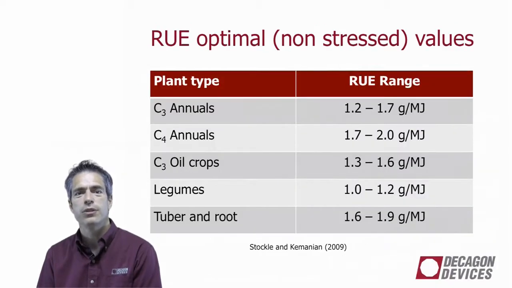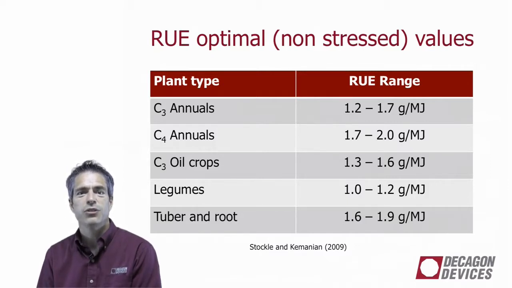Here's a nice little table put together by some scientists at Washington State University here next door, Stöckle and Kemanian. They show several ranges of values for radiation use efficiency for different plant types. We have the C3s, obviously lower than the C4 plants. We have the C3 oil crops that are right in the middle, with a limited range compared to the annual plants. The legumes are obviously quite low. And the tubers and roots actually end up being close to the C4 plants, 1.6 to 1.9 grams per megajoule. Nice table to use. It's something you could use in your research if you weren't able to grab values for the RUE, but you wanted to model the biomass uptake anyway. These are good values to use.